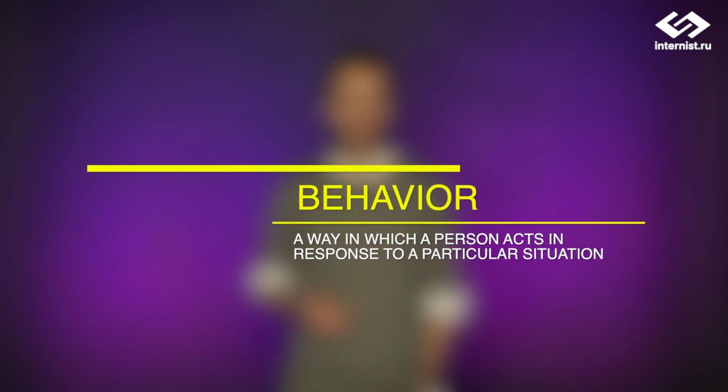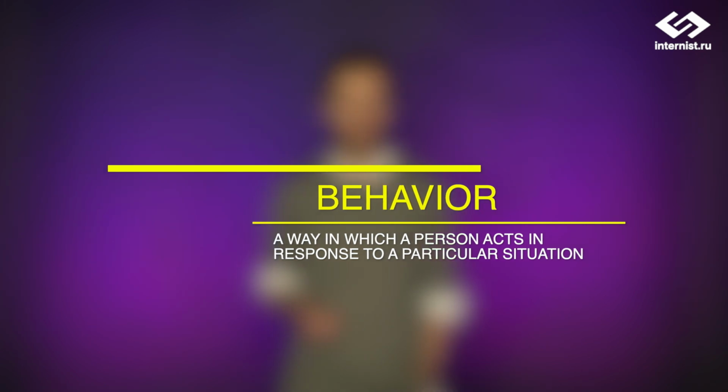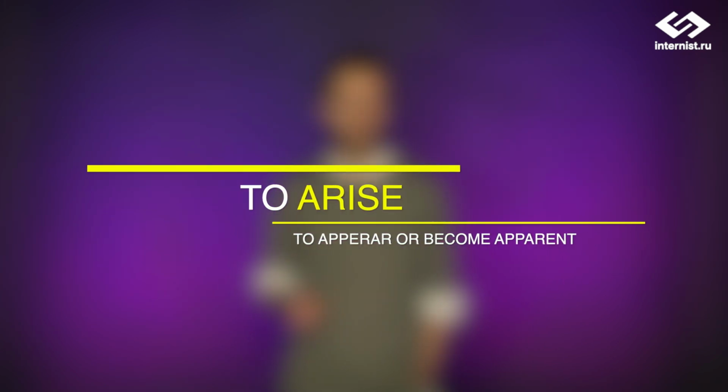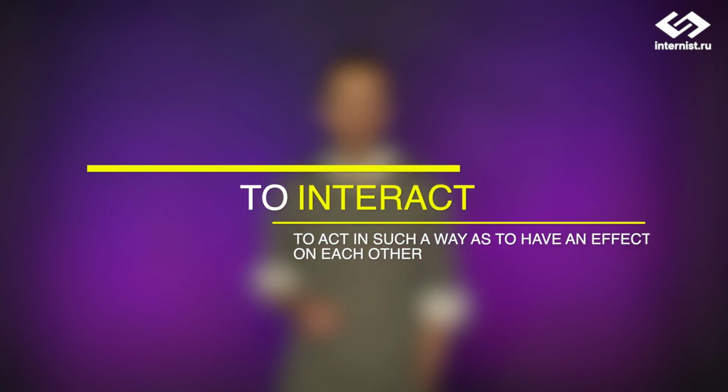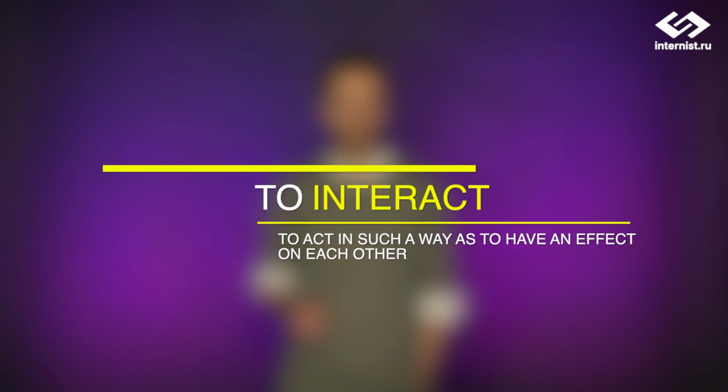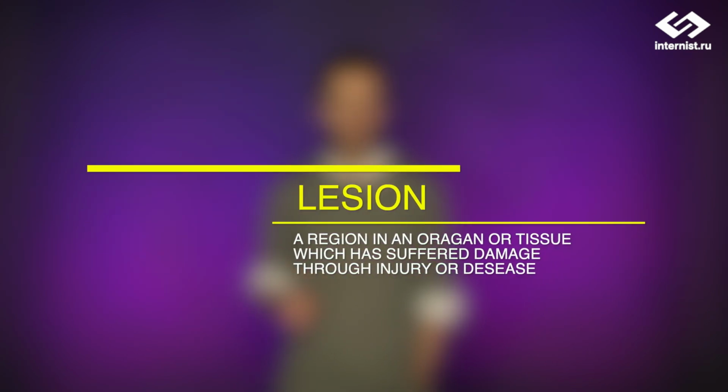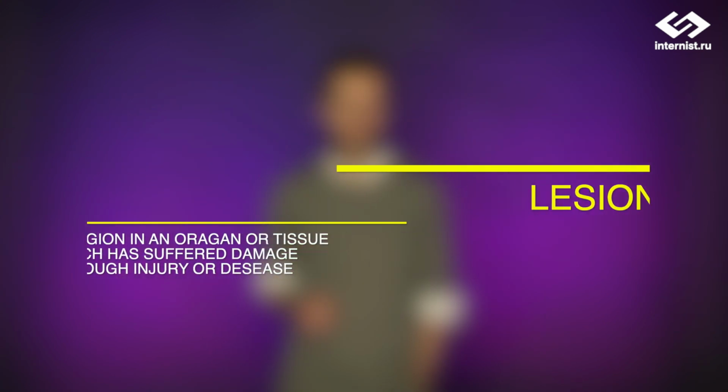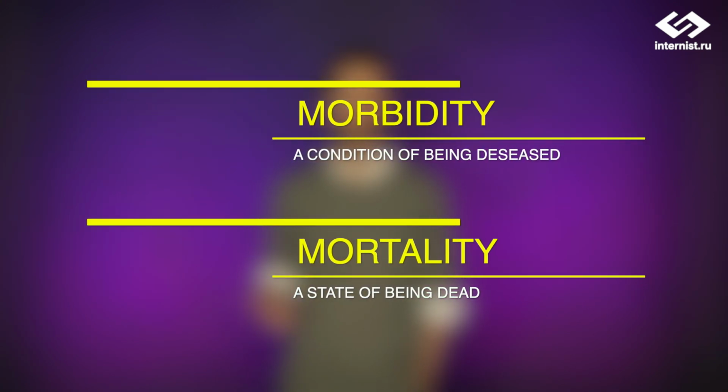Behavior is the way in which an animal or a person acts in response to a particular situation or stimuli. To arise, we use it when we're speaking about some problem, opportunity, or situation. It means to appear or to become apparent. To interact. To interact means to act in such a way as to have an effect on each other. Lesion. Lesion is a region in an organ or tissue which has suffered damage through injury or disease. Morbidity is the condition of being diseased, while mortality is the state of being dead, especially on a large scale.